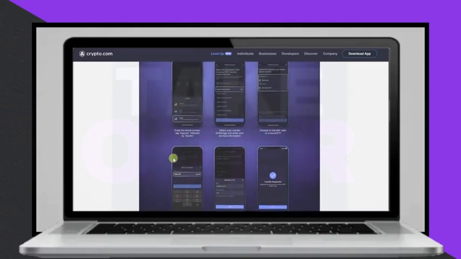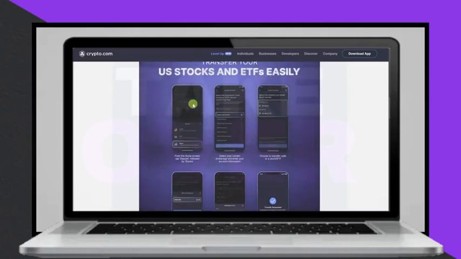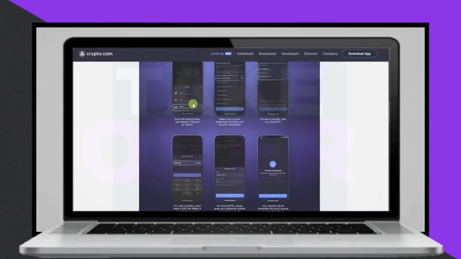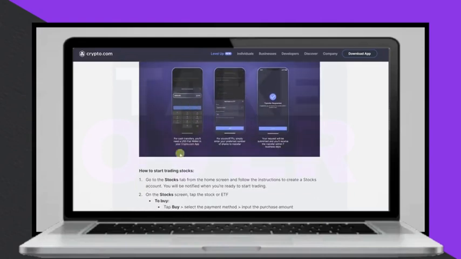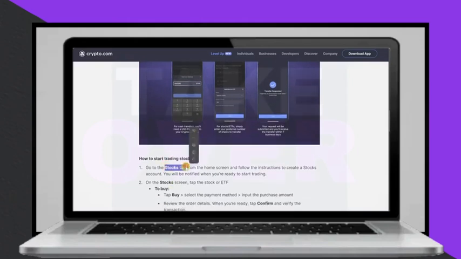To purchase Stocks on Crypto.com, a new feature recently introduced by the platform, users must be citizens of the USA, UK, or Canada.